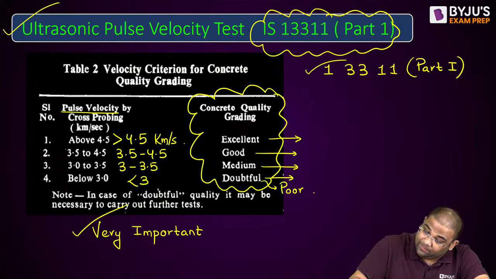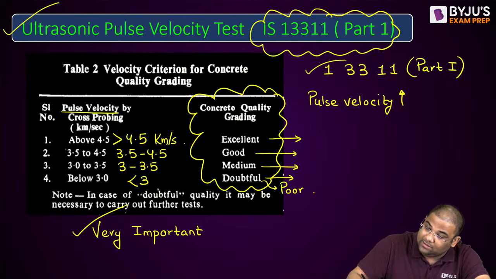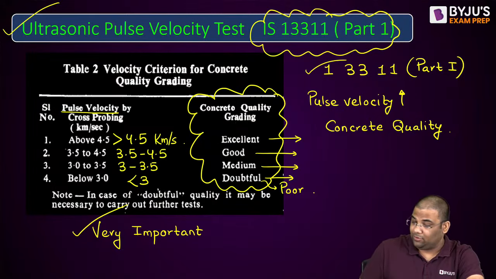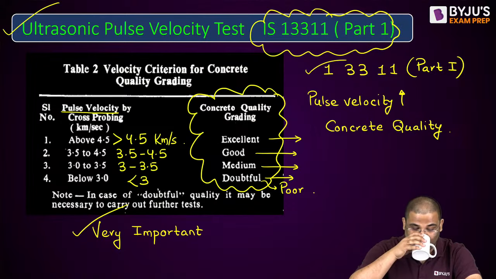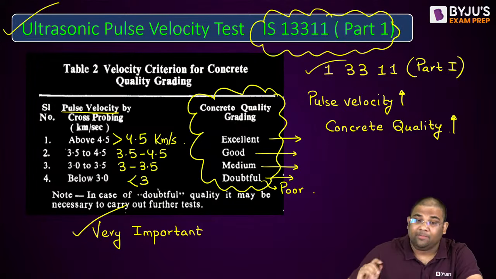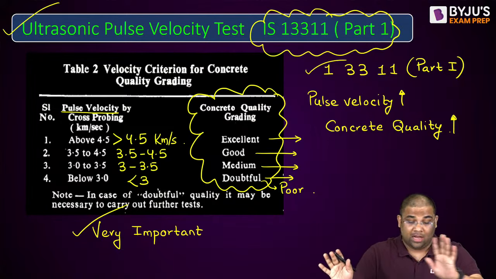And if I ask a question, as the pulse velocity increases, concrete quality, what is the answer? Tell me in the comment section. If the pulse velocity increases, what will the concrete quality be? Yes, it is increasing, right? Such kind of objective questions can be asked in the examinations, so you have to see them in detail.